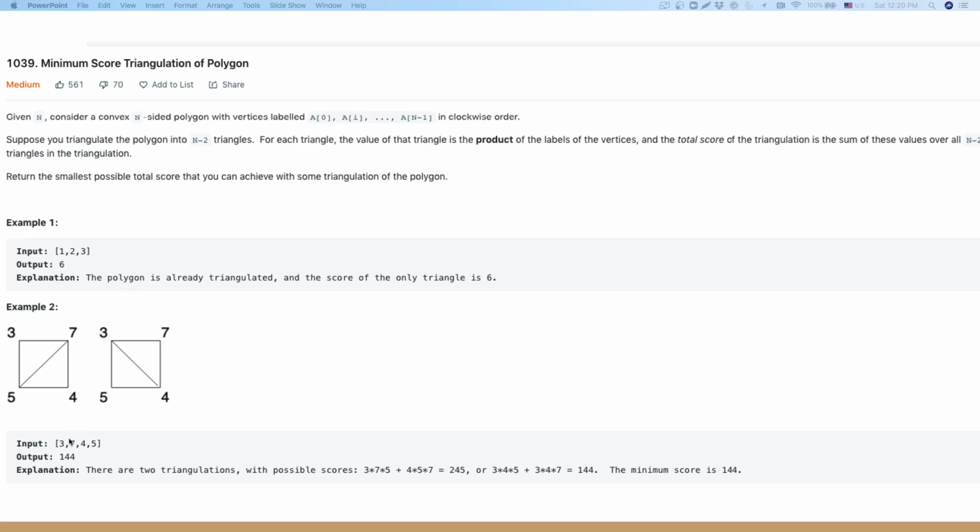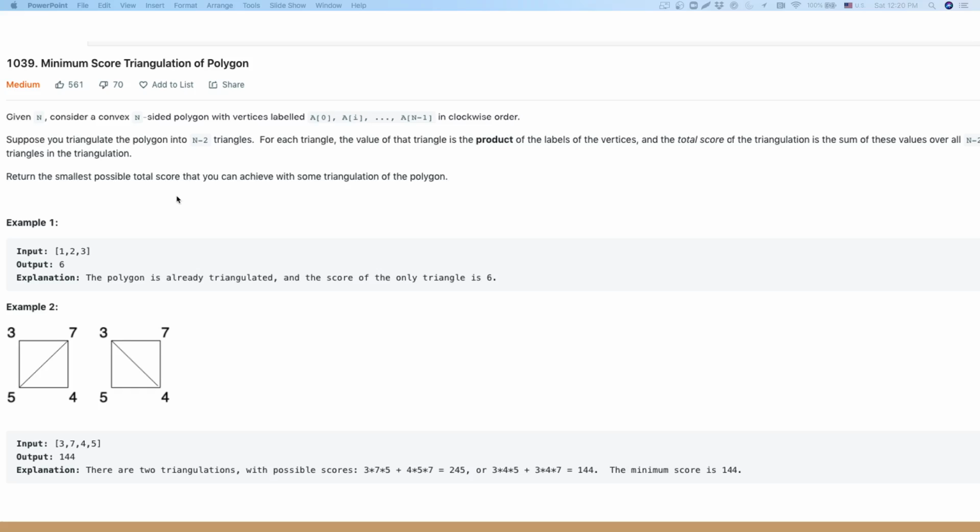But when you have 4 nodes, as in the second example, 3, 7, 4, 5, you can have 3 times 7 times 5 as your first triangle, or you can split like this and have 3 times 4 times 7. Something like that. So you can break like this, or you can break like this, trying to get the smallest possible total score.